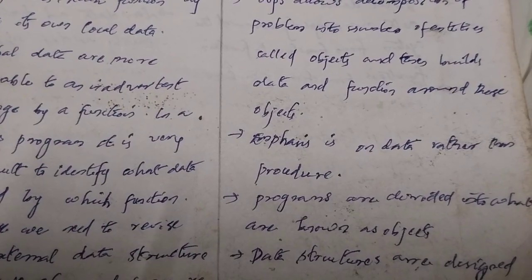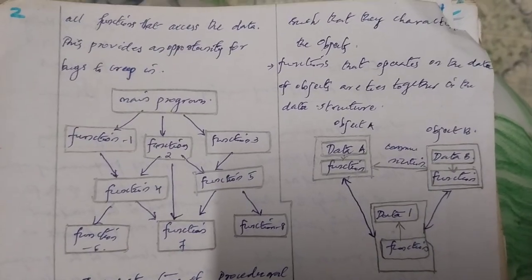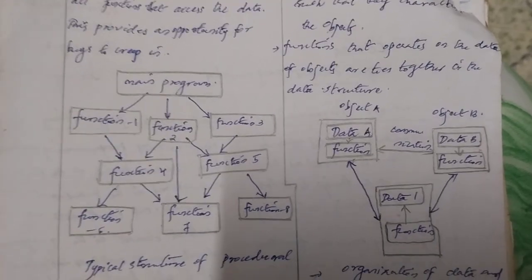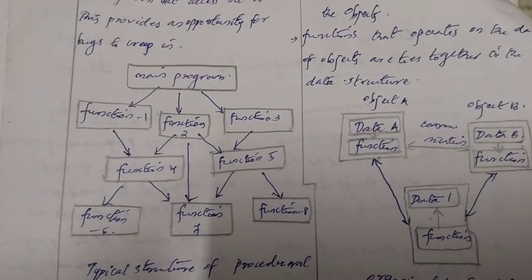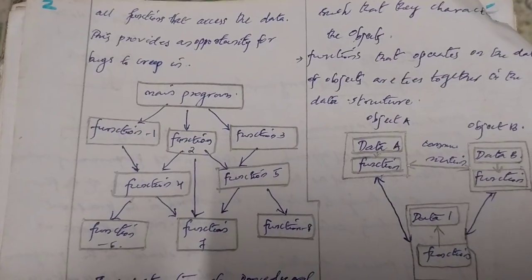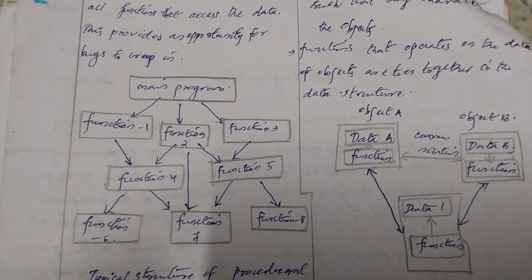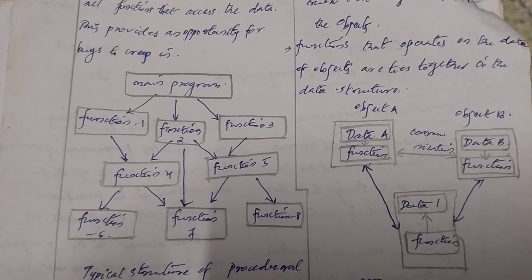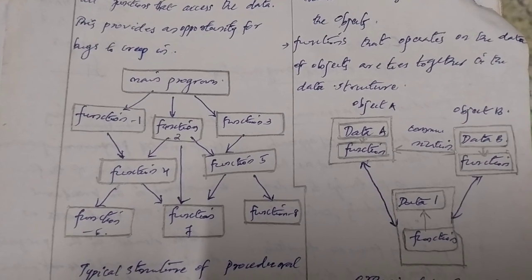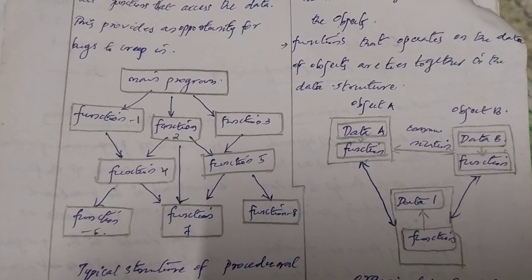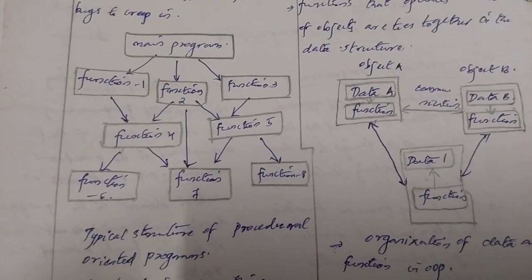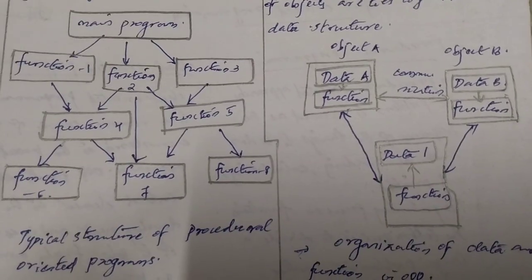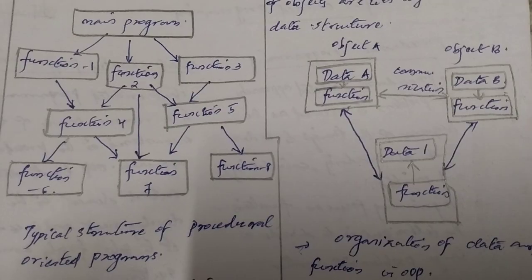Data structures are designed around the functions that access the data. This provides an opportunity for bugs to creep in. The characteristics of the object: the functions that operate on the data of the objects are tied together in the data structure. Procedural program. An object-oriented program.